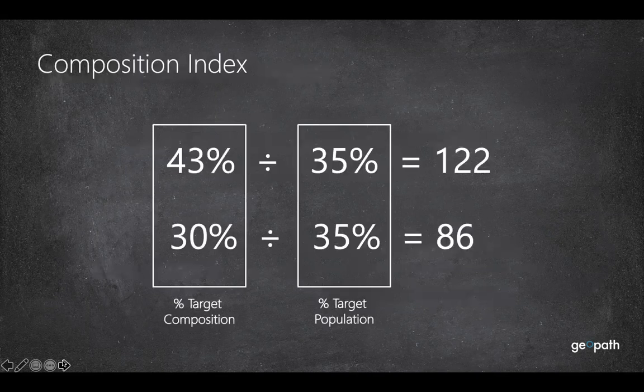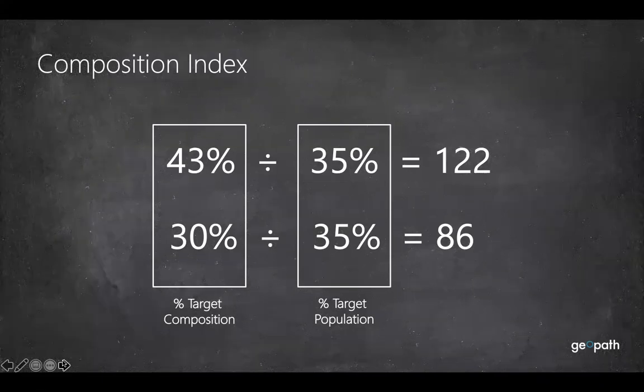Here are some quick examples. Again, we're looking at two units: one has a 43% target composition and one is a 30%. The target population would be consistent among both of them because it is what it is, right? That's the prevalence of that target within the market. So the top one is 122. Whenever you're thinking about an index, anything that's above 100 means it's over indexing, meaning it's more likely to do X, Y, or Z. So this one's 22% more likely to be reaching that audience. The one below is under indexing because it's below 100. So it's 14% less likely to be as efficient at reaching that target audience as the average unit, which would be 100.